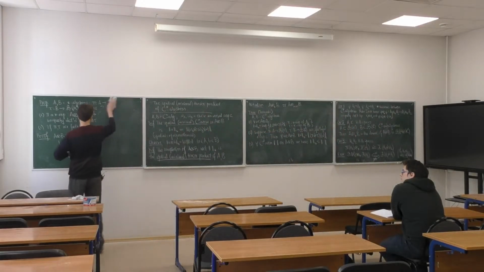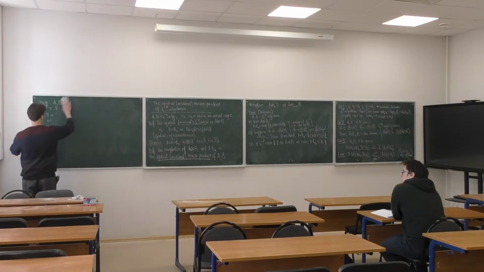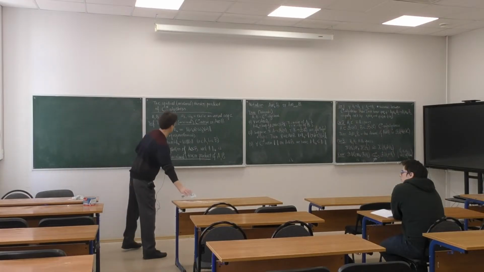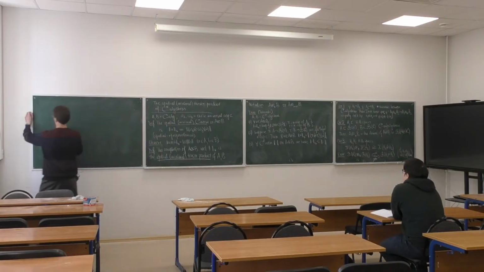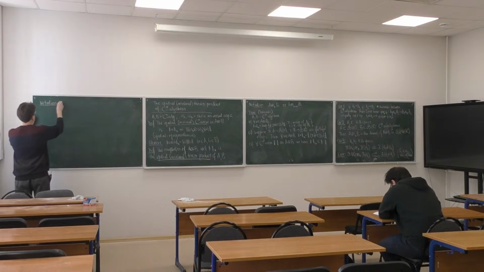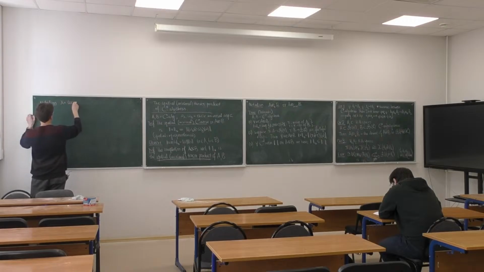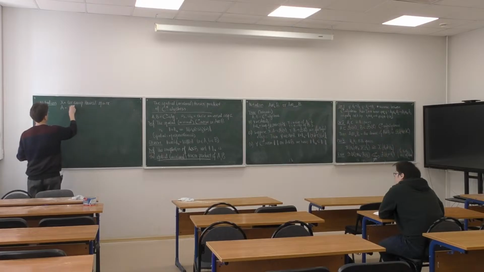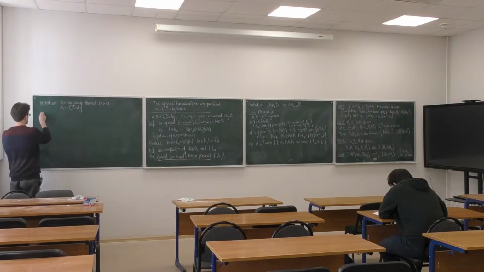Another important special case is the case where one of the algebras is commutative. Let's introduce some notation. Suppose we have a locally compact Hausdorff topological space X, and a C-star algebra A. In this case, we can introduce the following algebra, which will be denoted by C0 of X, A.